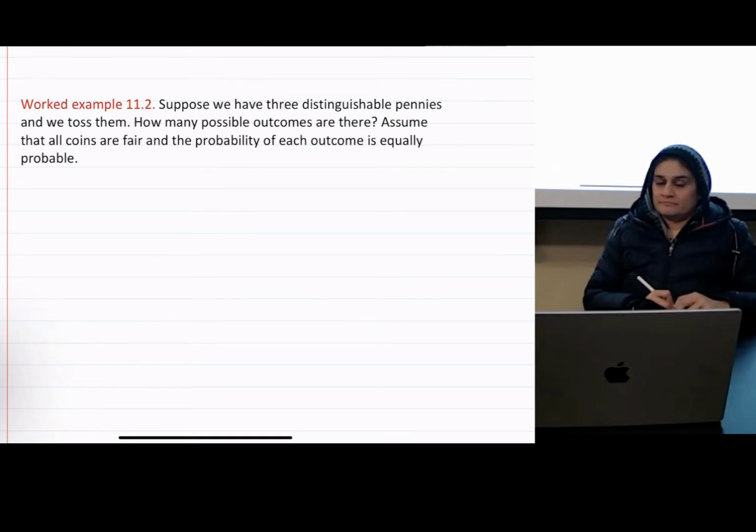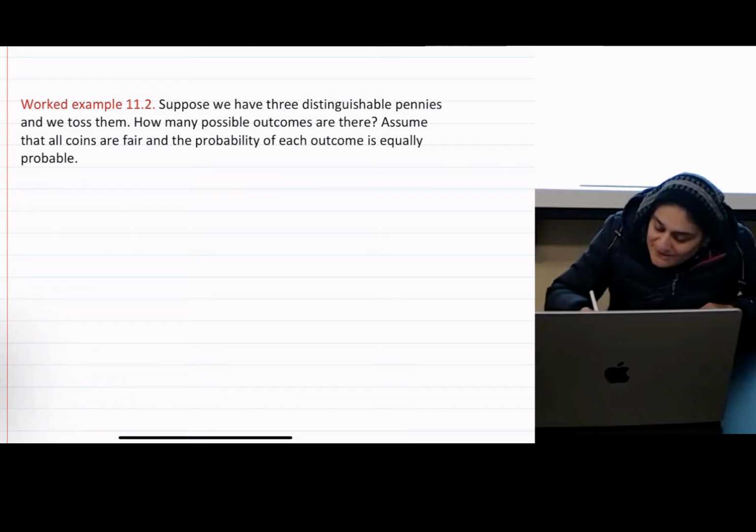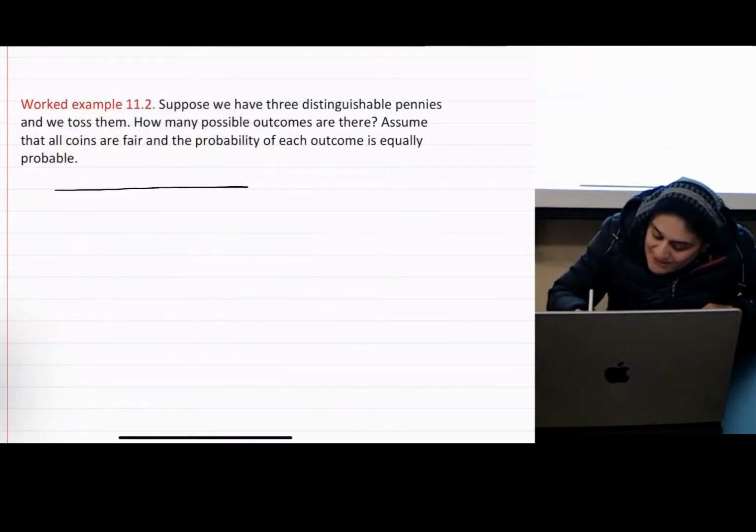Suppose we have 3 distinguishable pennies and we toss them. How many possible outcomes are there? Assume that all coins are fair and the probability of each outcome is equally probable. Okay, so there are 3 pennies and we are tossing them. You want to draw that picture? Heads and tails, right?